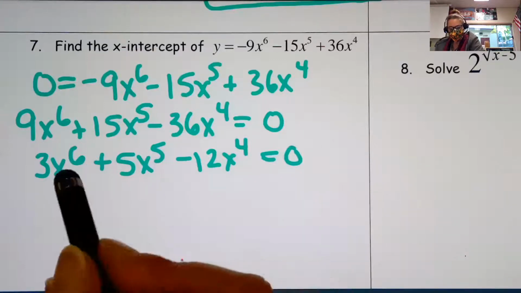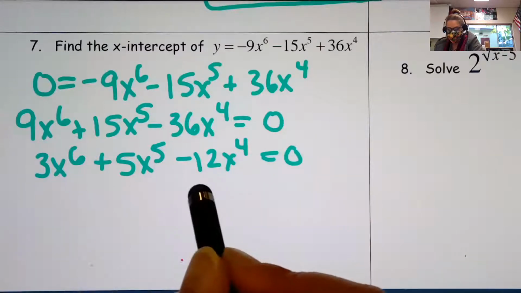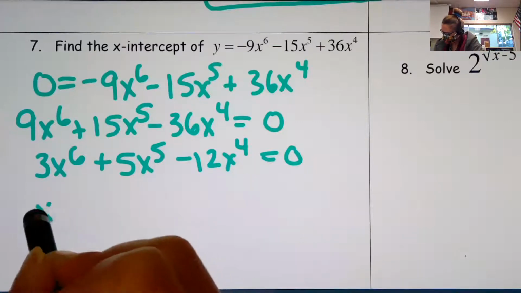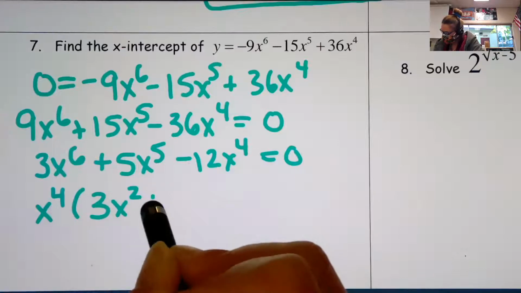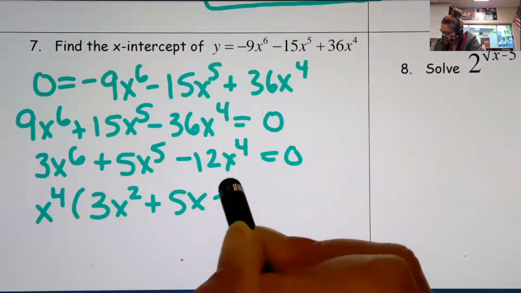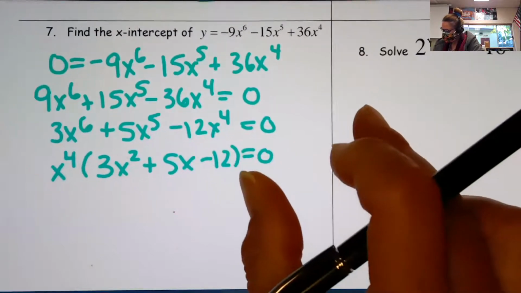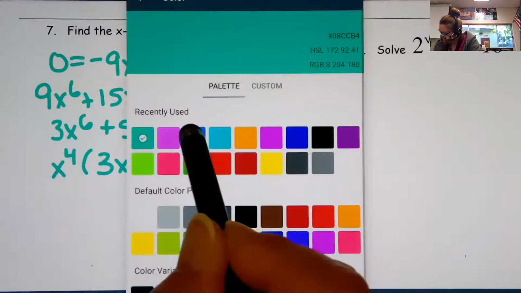Now, I also have x's, but the x's I'm going to have to factor out. You never want to divide by x because you're going to lose the solution. So the most x's I can take out is x to the 4th. And I'm left with 3x squared plus 5x minus 12 equals 0. So now I am going to factor this. I'm going to do a box to diamond.